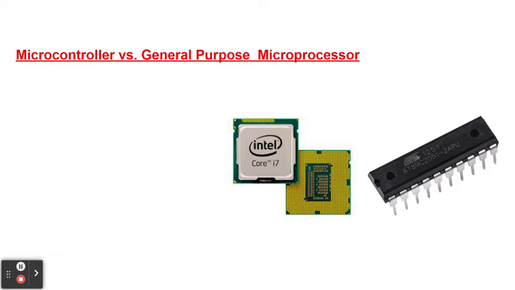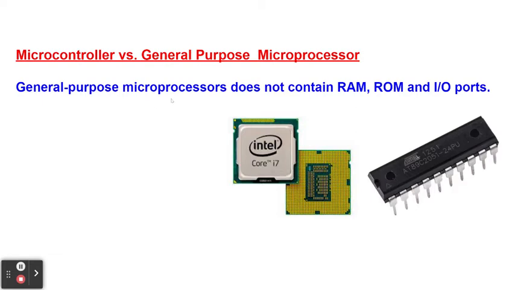What's the difference between a microcontroller and a general purpose microprocessor? This is an Intel Core i7 microprocessor, and this is an 8089C2051 microcontroller. A general purpose microprocessor does not contain RAM, it does not have ROM, and it has no input output ports.